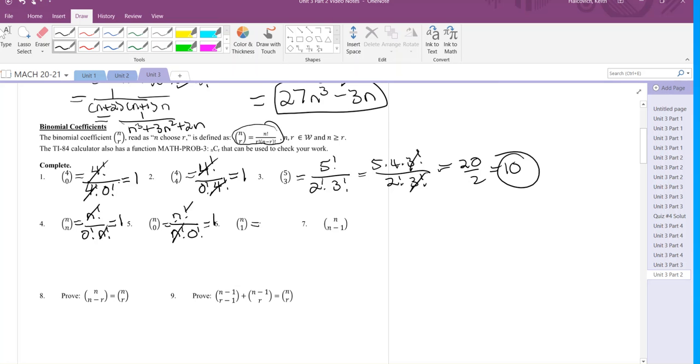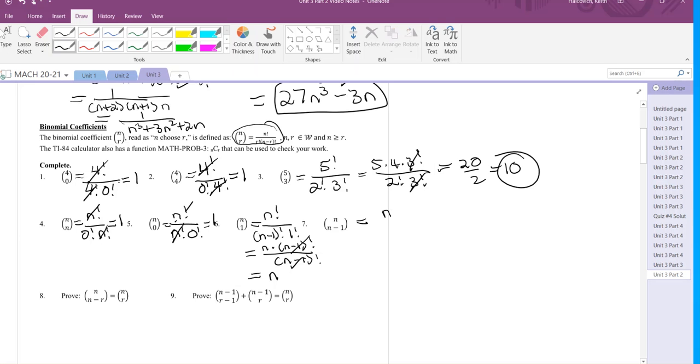n choose 1, so that's n factorial over (n minus 1) factorial times 1 factorial. Well, n factorial is n times (n minus 1) factorial. So when you simplify, notice it just gives you n. So if you say 5 choose 1, then there are 5 ways that you can do that. So n choose 1 is just n.